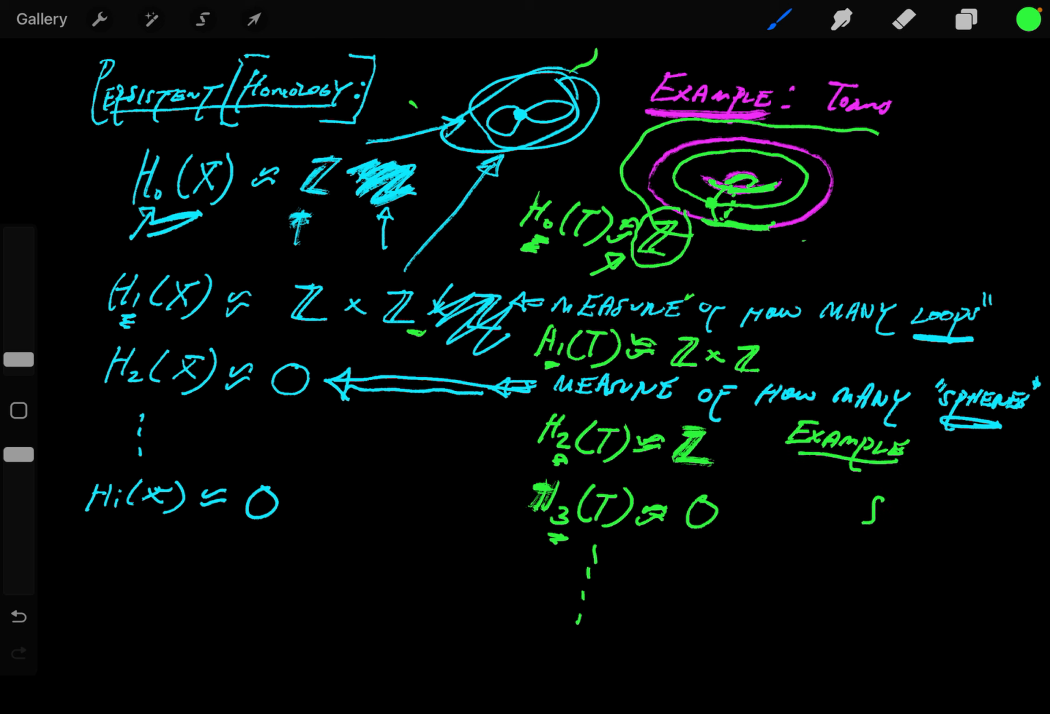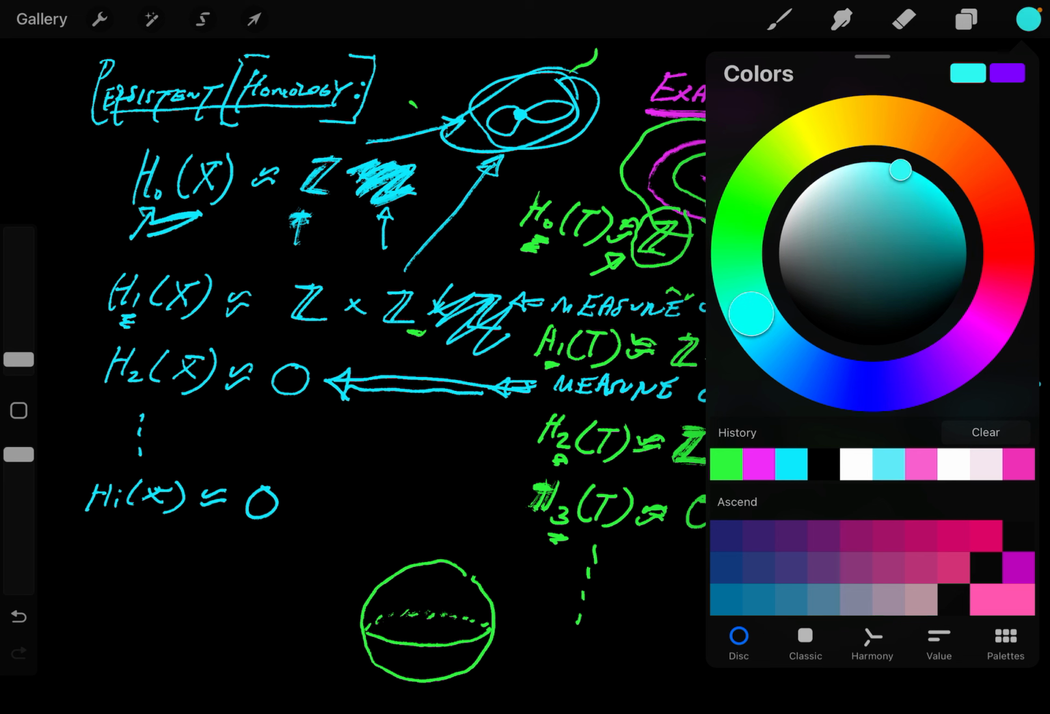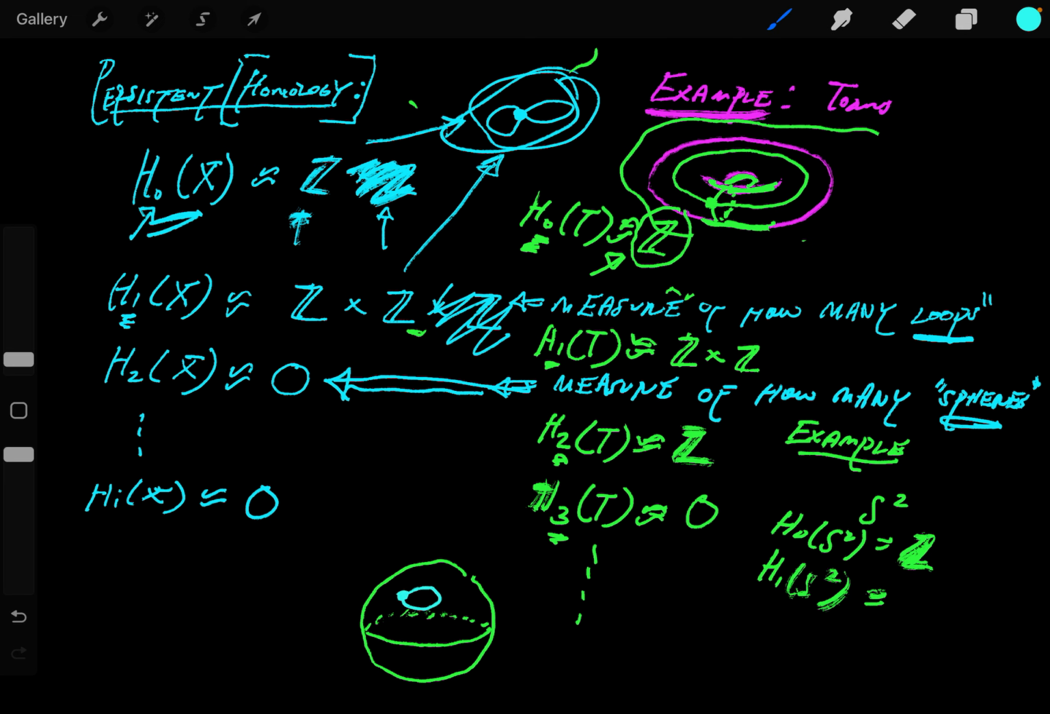So example S2, right? That's the sphere, and if you look, H0 of S2 is going to be that it's just connected by one space, so it's just one Z there. But H1, unlike the torus, you can't have a loop that you can't contract in the sphere. If I put a loop right here on the sphere, with the point right there, I could just pull this in to being smaller and smaller until it contracts to that point. So this is actually zero.